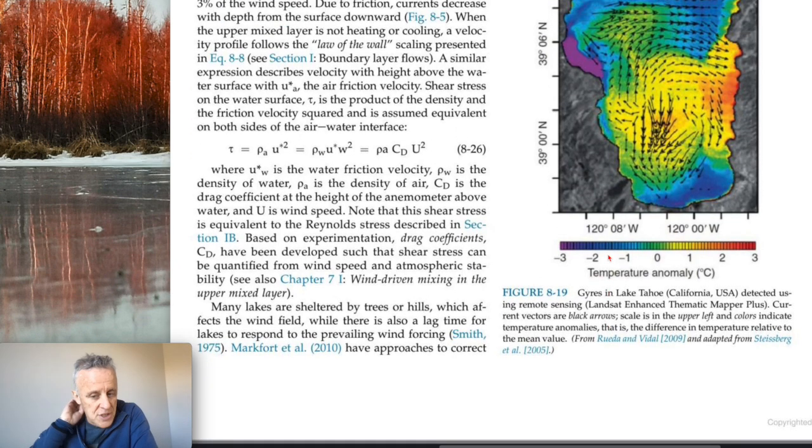So this is gyres in Lake Tahoe, California, detected using remote sensing. Current vectors are black arrows. Scale is in the upper left, and colors indicate temperature anomalies. That is the difference in temperature relative to the mean value.